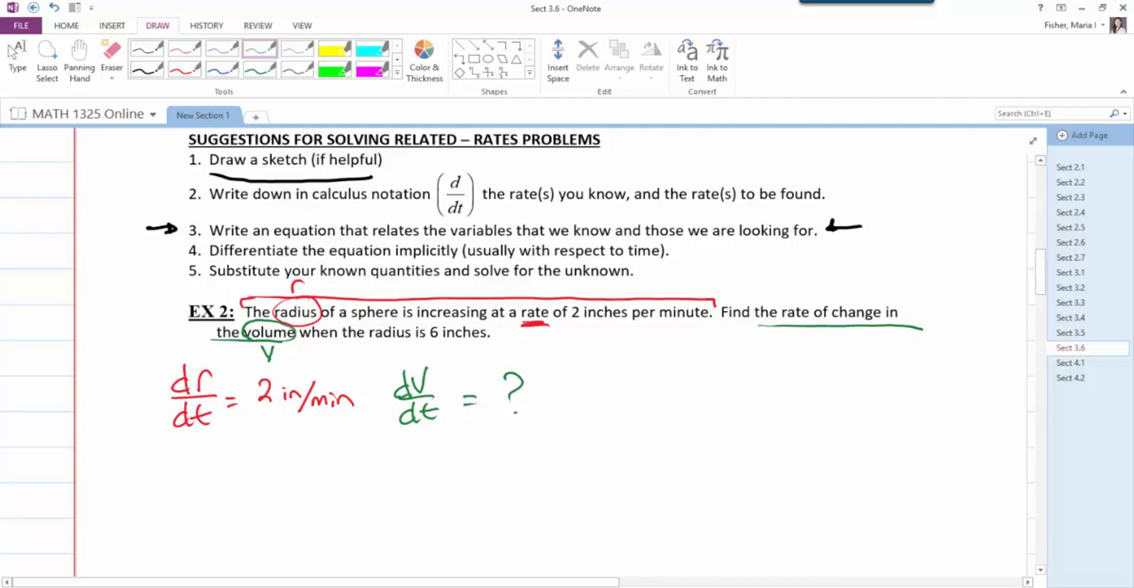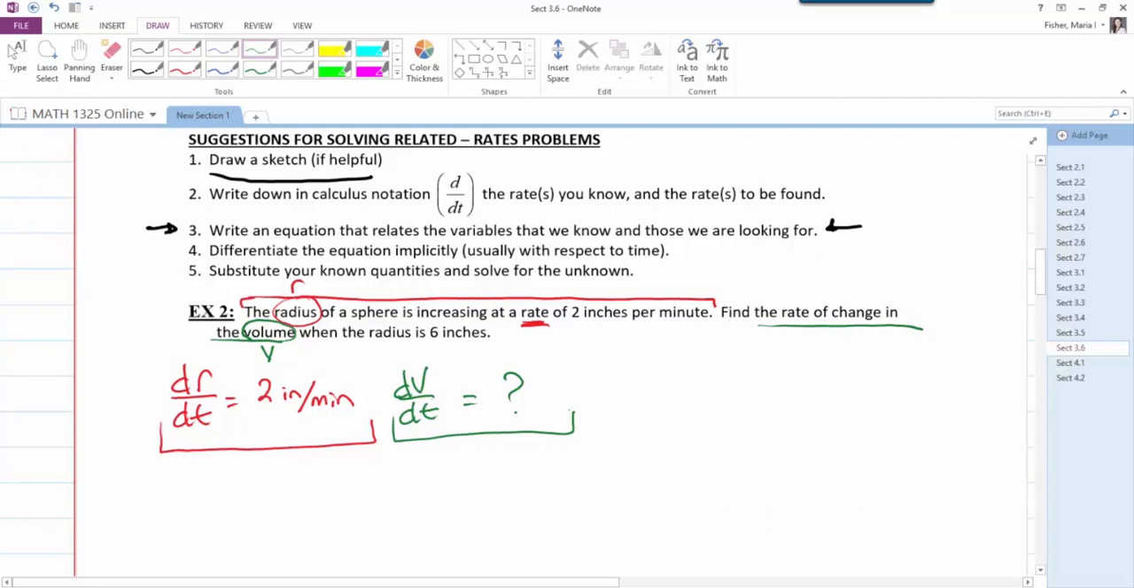So step 1, draw a sketch if it's helpful. A sketch will not be helpful in this case. Step 2, write down in calculus notation the rates you know and the rates you need to find. So the rate I know is that the radius is increasing at a rate of 2 inches per minute. The rate I need to find is the rate of change in my volume.